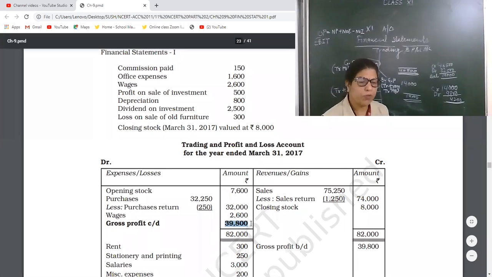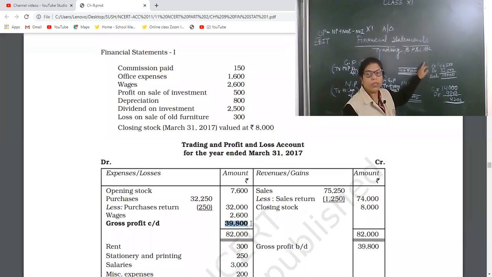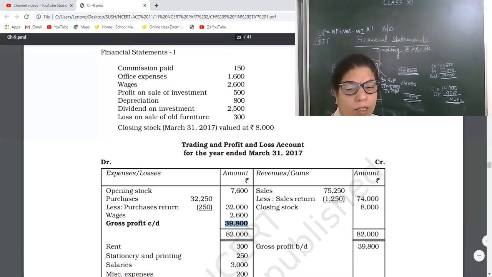How will that gross profit come? Same I told you. Credit minus debit, that will be the balance. If balance is remaining in the debit side, that is termed as gross profit. If balance is remaining in the credit side, that is termed as gross loss. So in the rough column, you will make the total. Here the total of credit side is 82,000 and the total of debit side is less. So the difference will be on the debit side.